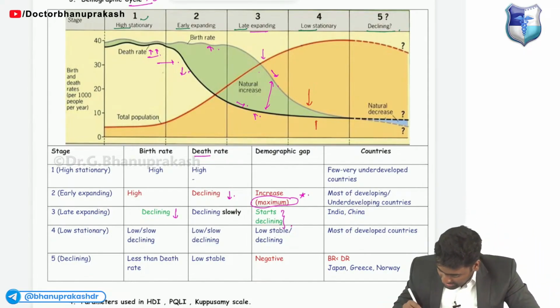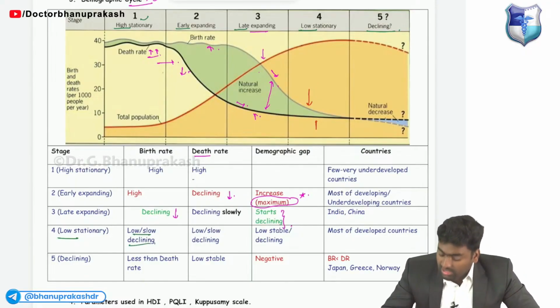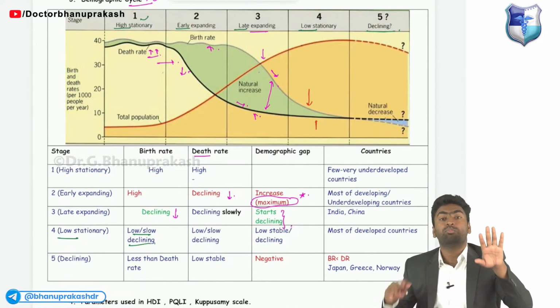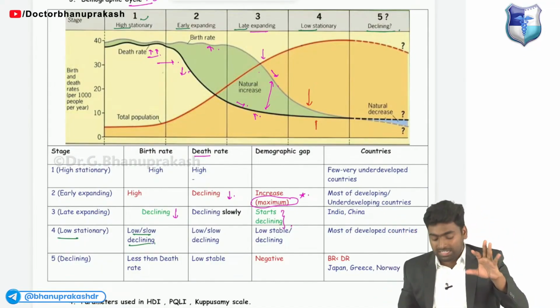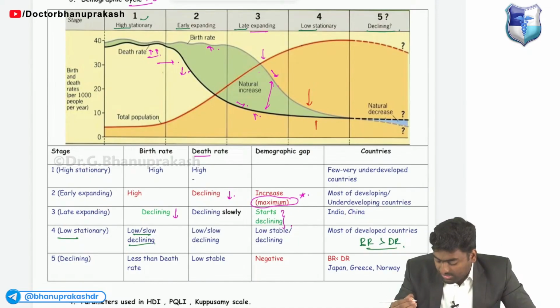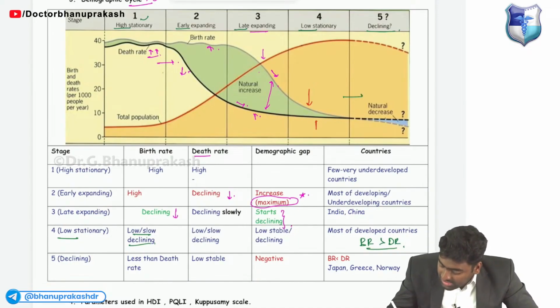Fine. And if you see the low stationary part, what is it? Both death rate and birth rate will be low, but still the birth rate is more than the death rate. Remember this one thing: birth rate is more than the death rate. This is the low stationary phase. Fine. And followed by that, the declining phase.